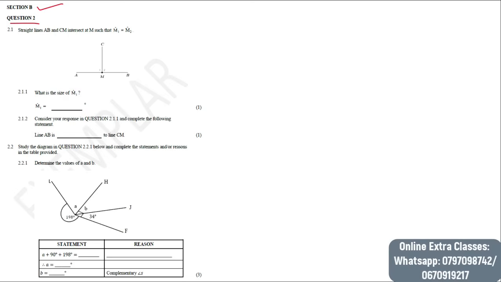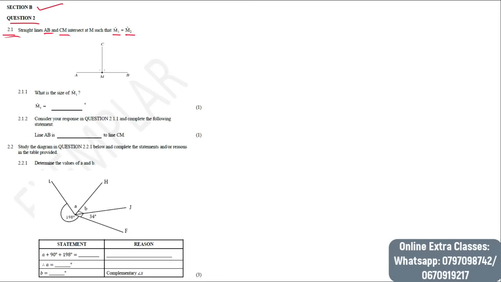Next we will move to question 2.1, and question 2.1 says that straight lines AB and CM intersect at M such that M1 is equal to M2. So we are told that M1 is equal to M2.